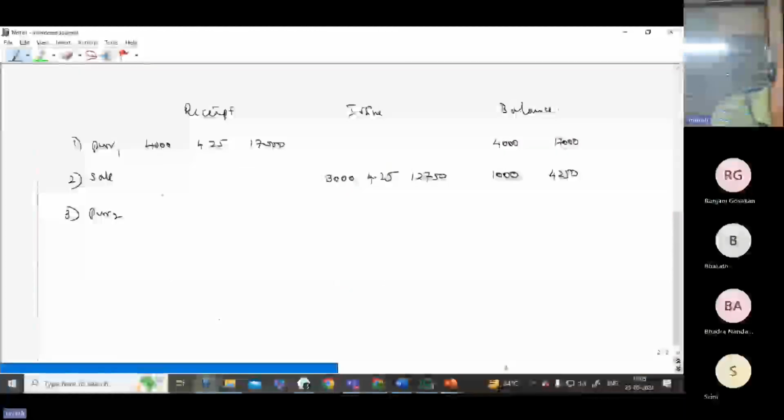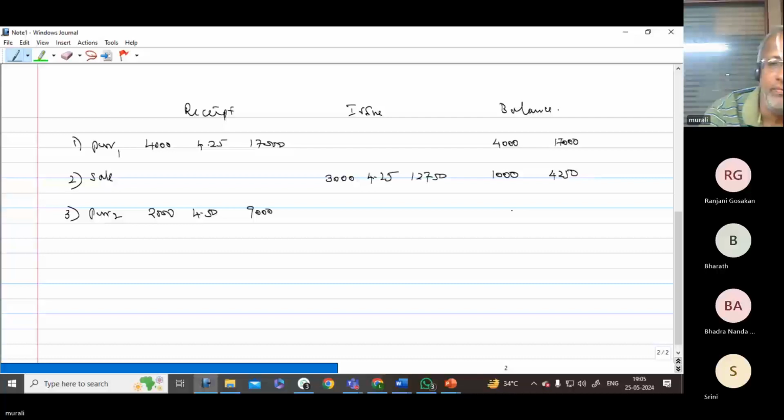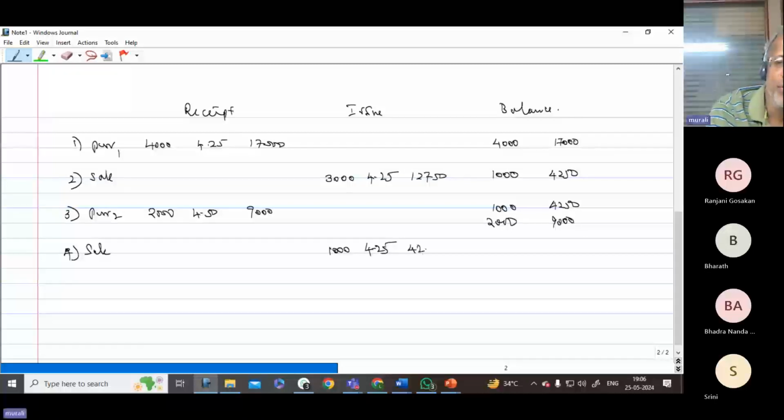Third one is that purchases made the second time. 2,000 at 4.75. Sorry, 4.5. 9,000. Balance 1,000 and 2,000, 4,250, 9,000. Then fourth, sale made: 1,000 at 4.25, 4,250, 2,000 and 9,000. Correct.